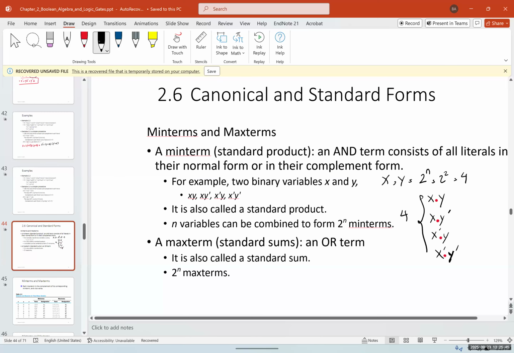And the max term is a standard sum, or the standard sum is an OR term. Again, if we have 2 variables like x and y, we would have 2 to the power of 2, or 4 different combinations of max terms. And it's going to be x plus y, x plus y prime, x prime plus y, and x prime plus y prime. We're going to have 4 different combinations, or 2 to the power of 2, or 4 max terms.